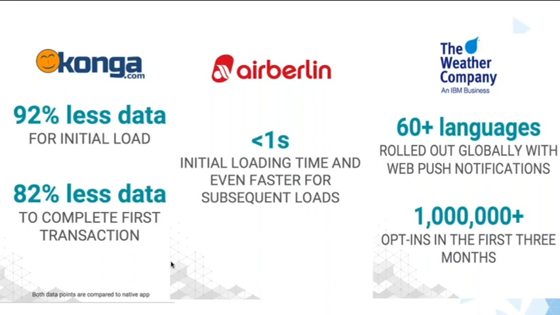The weather company, which is again an IBM business, did a small feature. Since, as the name indicates, they always need to be engaging to the user, they should be able to deliver push notifications. So they just rolled out the push notification feature, and they almost had 1 million opt-ins in the first 3 months. Within the first 3 months, more than 1 million users agreed to accept push notifications and receive engaging comments from their server, right? That's a huge thing.